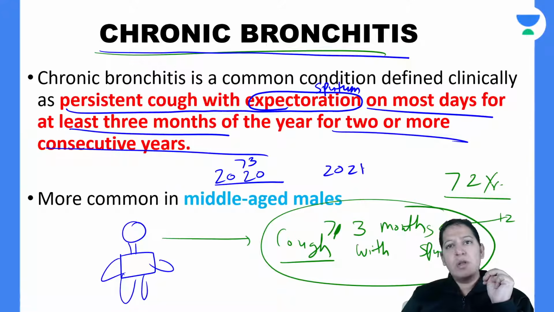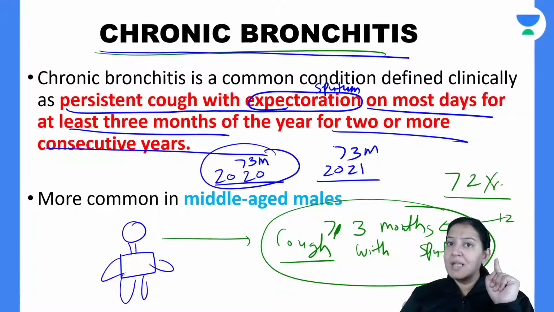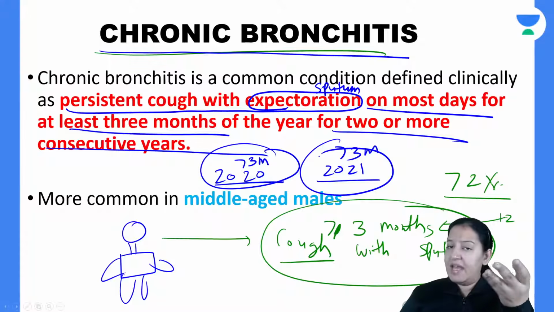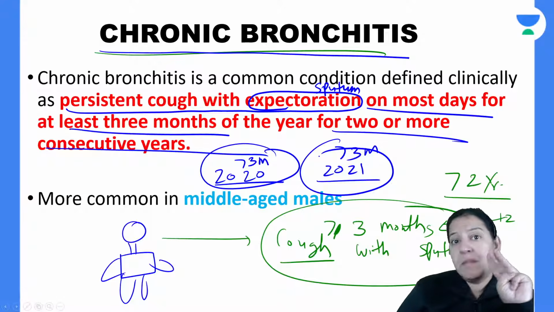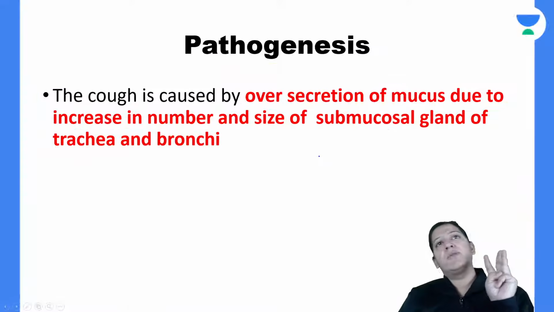So in 2020 also more than 3 months he was having cough. In 2021 also more than 3 months. More than 3 months of this year he was having cough, and cough was with expectoration. So 2 साल से ज़्यादा हो गए हैं ऐसा करते करते and every year more than 3 months he is having cough constantly, right? So that disease is known as chronic bronchitis.